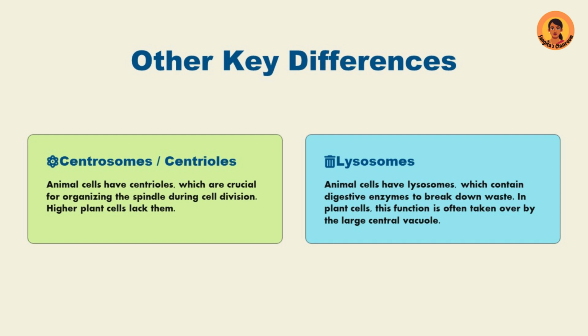Next one is lysosome. Animal cells have lysosomes, which contain digestive enzymes to break down waste materials. In plant cells, the large central vacuole often takes over these digestive functions. Lysosomes are rare in plant cells but present in animal cells. Now, in the case of energy store, always remember plant cells store energy as starch particles, whereas animal cells store it as glycogen.